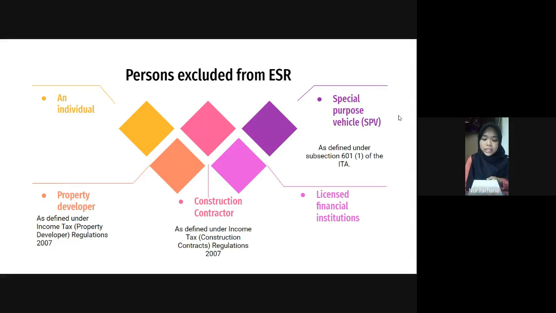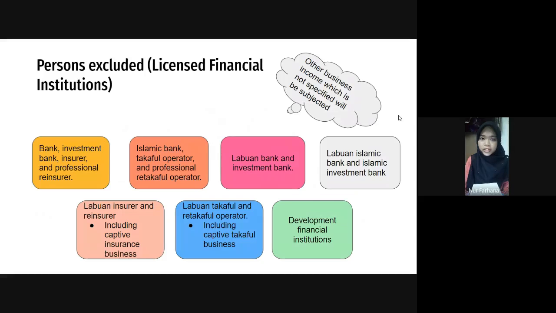So next, we will look at the list of financial institutions that will be excluded. We have bank, investment bank, insurer, professional insurer. We have Islamic bank and Takaful. We have Labuan Bank and Investment Bank, Labuan Islamic Bank and Islamic Investment Bank. We have Labuan Insurer and Reinsurer, and also Labuan Takaful and Retakaful, and also Development Financial Institution. For example, Development Financial Institutions are Bank Simpanan Nasional, BSN, and also Bank Rakyat.